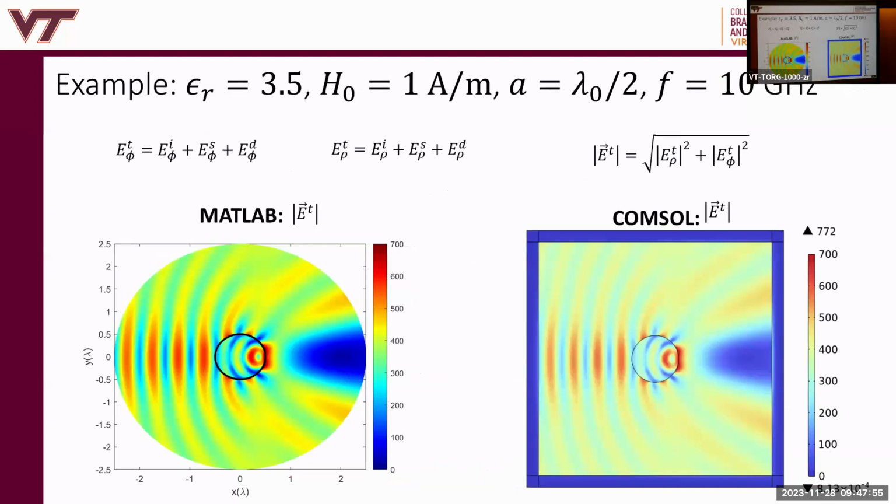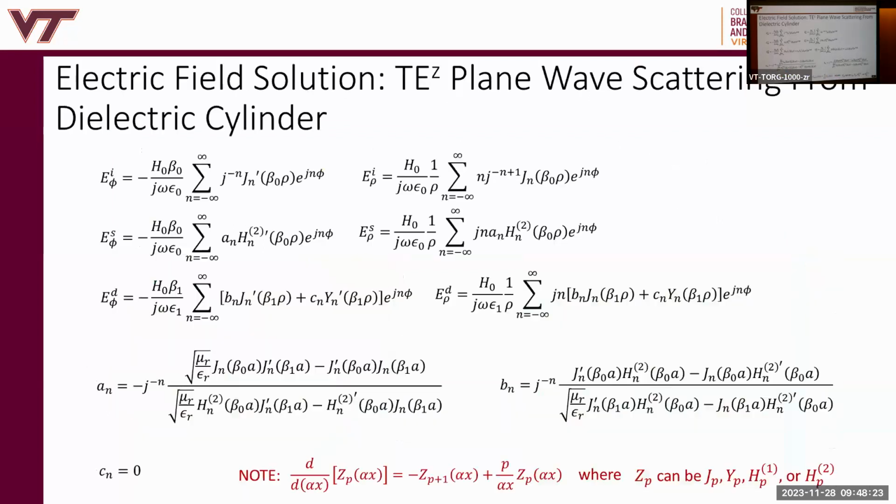So I've gone ahead and worked on this over the last week during the Thanksgiving break and made these examples. So here's an example. Epsilon R is 3.5. The incident magnetic field amplitude is 1 amp per meter. The radius of the cylinder is lambda naught by 2, so the diameter is lambda, and the frequency is 10 gigahertz. And I've taken these expressions on the last slide for E phi, these coefficients.